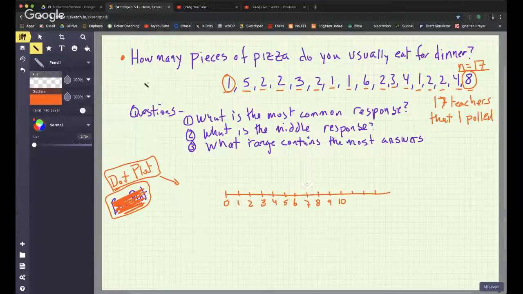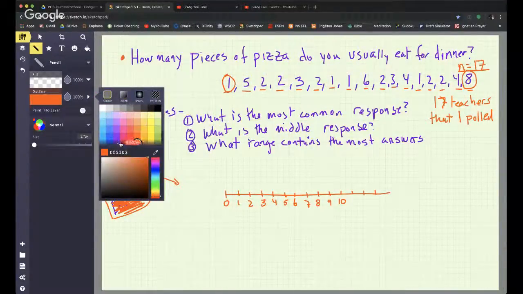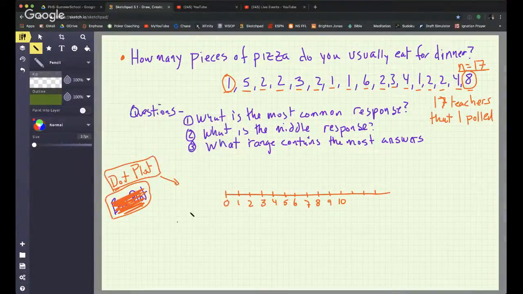Okay. Now, the way that we make a dot plot is that we simply make a dot for each value in our list. There's a couple ways to do it. I could just start at 1 and then go 5, then 2. So we could go 1, and then we're going to cross it off. Then we'll go 5, cross it off. I'll make a little X below it so that it's easier to continue to see. 2.